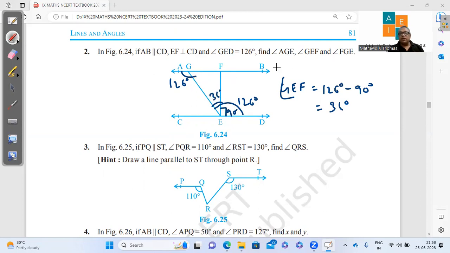Next part, we have to find out angle FGE. This we can find out by linear pair. FGE is 180 minus 126. Why? Because this is a straight line. So when I subtract, I'm going to get this particular angle. So here the answer is going to be 54 degrees, right?